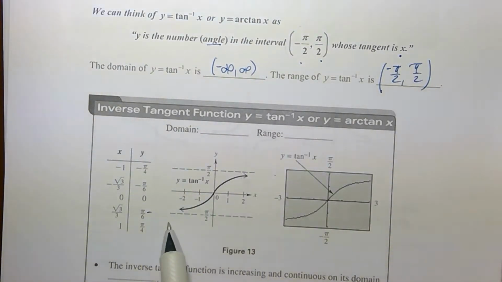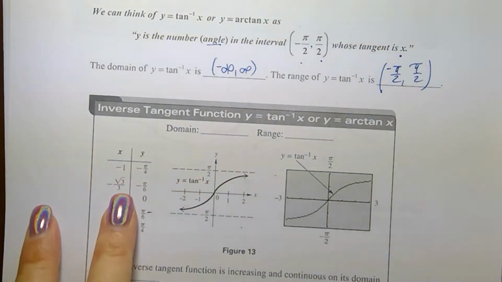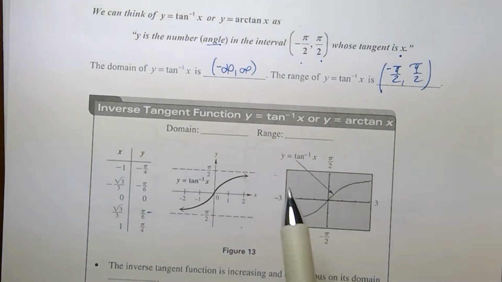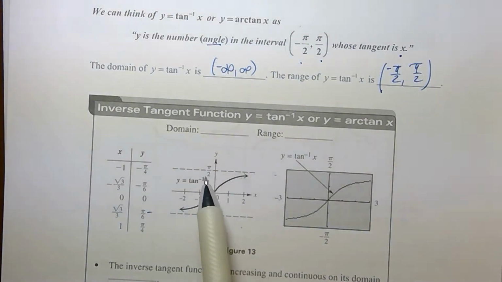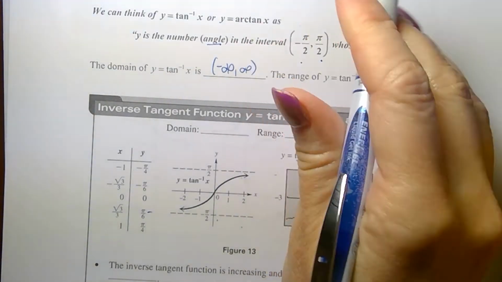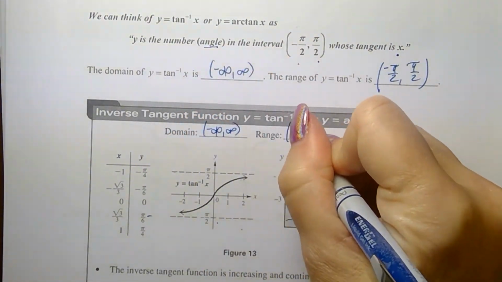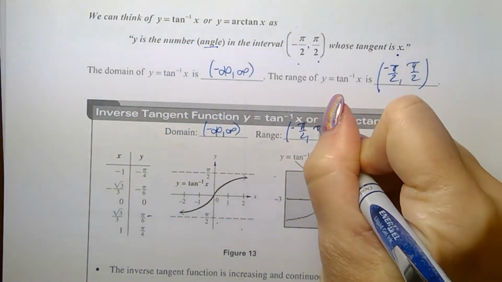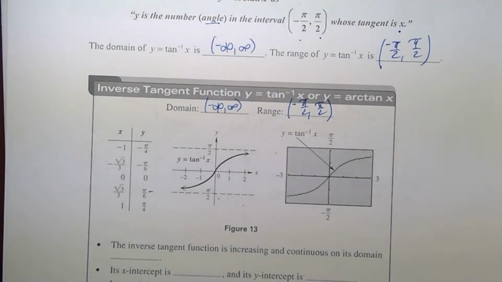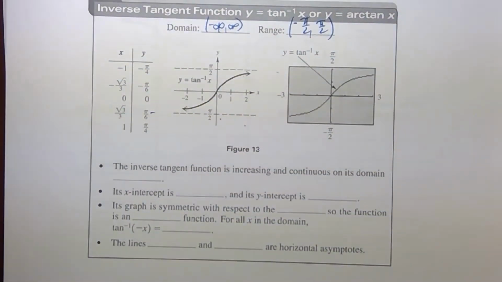It approaches asymptotes because my original tangent function graph has vertical asymptotes. When I lay it over, it has horizontal asymptotes, so it never gets to those values. It approaches them but never gets there. My domain is all real numbers. The range is not inclusive, negative pi half to positive pi half. Those are where my asymptotes fall.